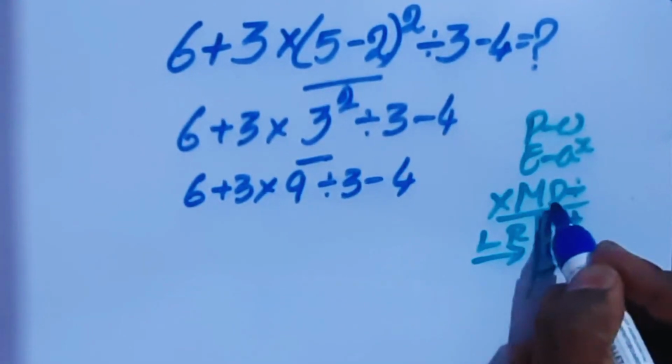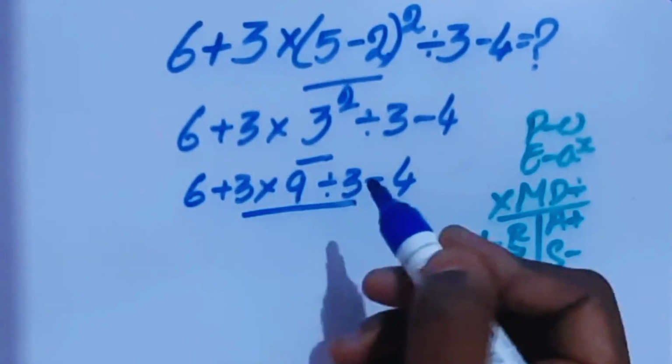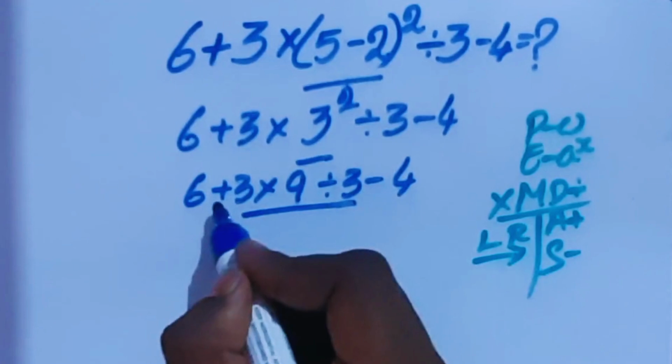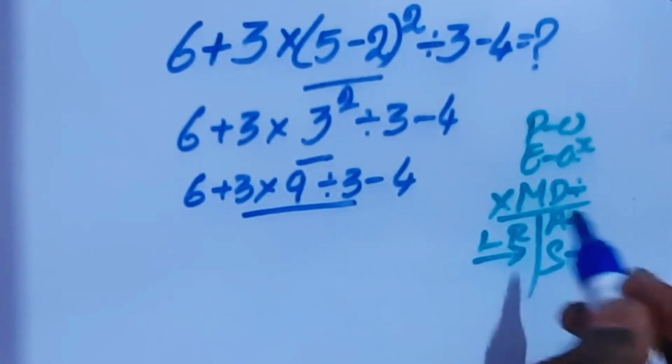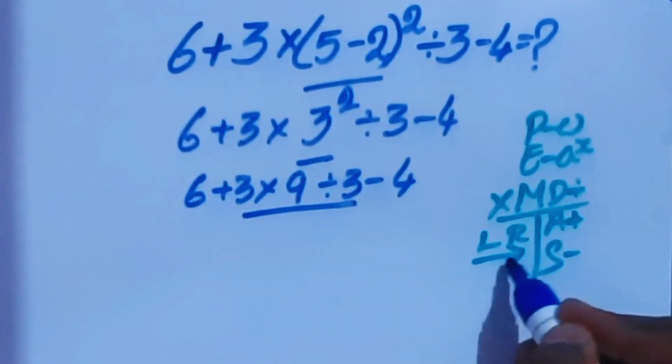Here the next priority is multiplication and division. Here we have multiplication and division. So we have to do this multiplication and division before this addition and subtraction. Here multiplication and division are equal priority. For this equal priority, we have introduced this left to right rule.